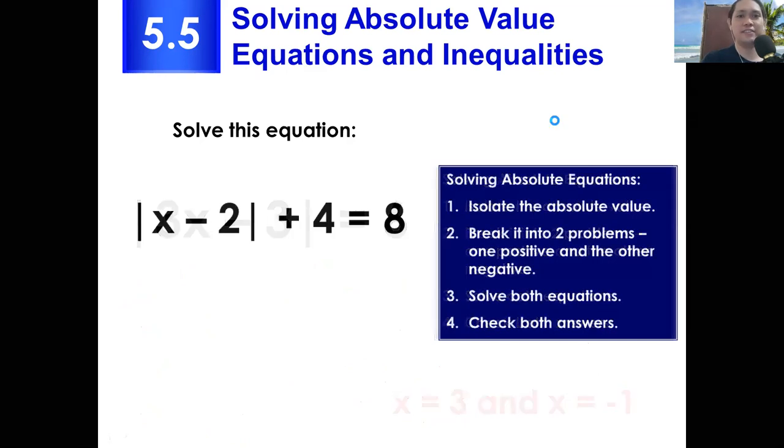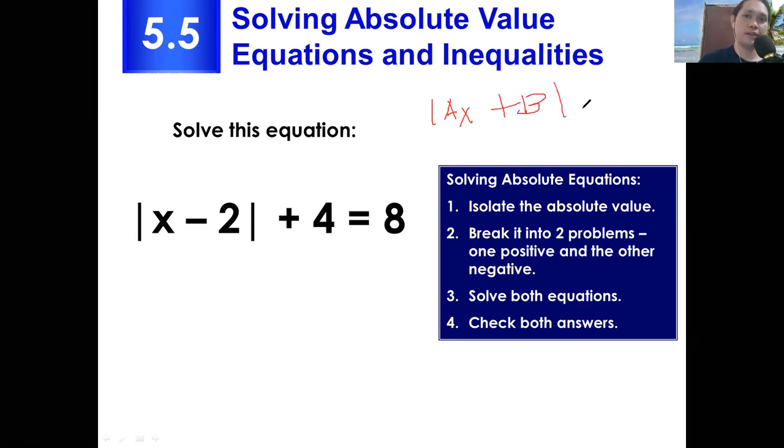Okay, so now let's have another example. This one. How do you solve this equation? The absolute value of x minus 2, plus 4, is equal to 8. Remember what I said? Before you isolate the absolute value, it must be written in the form absolute value of ax plus b equals c. So this is not yet in this form. So what will we do? We will transpose 4 to the right side to have this form.